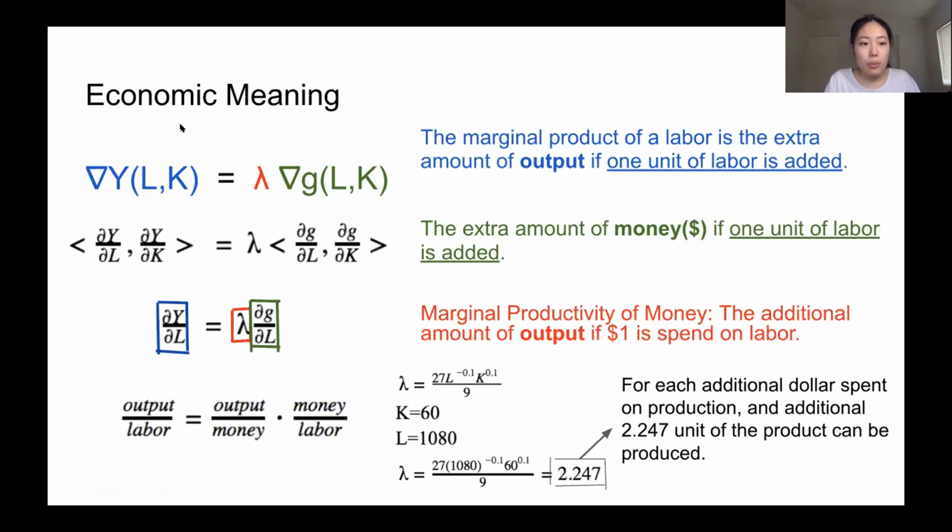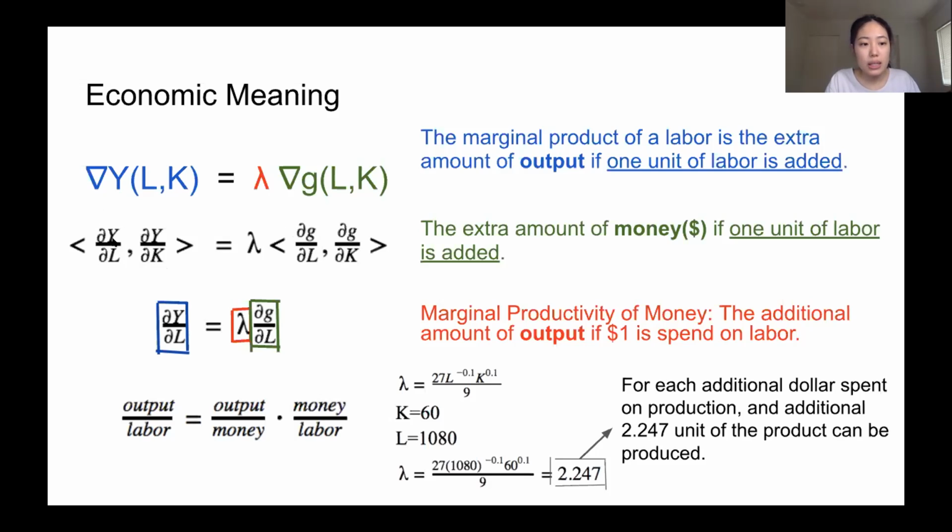But what is the economic meaning of this? Previously we set up this equation based on the graph. Is there any economic meaning behind this? Let's look at the gradient of y. It's the partial derivative of y with respect to L and K. Lambda is just lambda. The gradient of g is the partial derivative of g with respect to L and K.